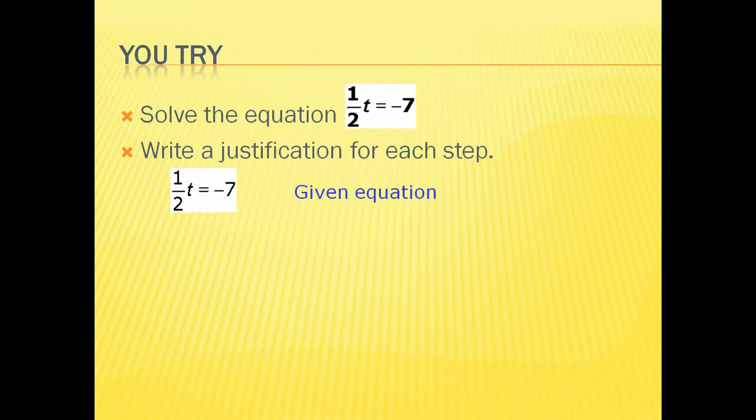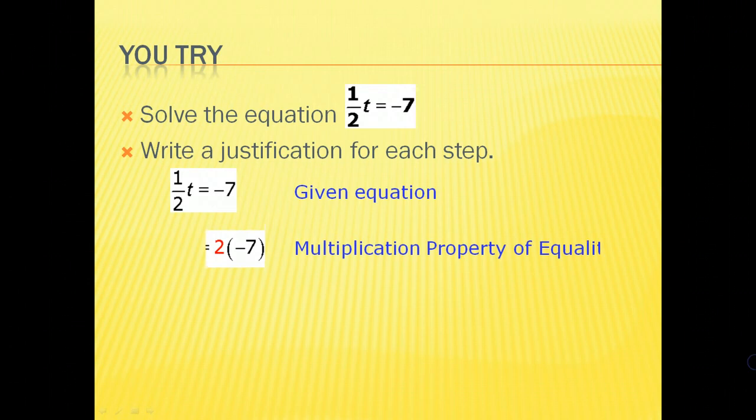We have 1/2 t equals negative 7, given equation. We multiply both sides by 2 using the multiplication property of equality. This cancels out the fraction on the left side. And we get t equals negative 14. And this is because we simplified. Did you get those steps? Good.